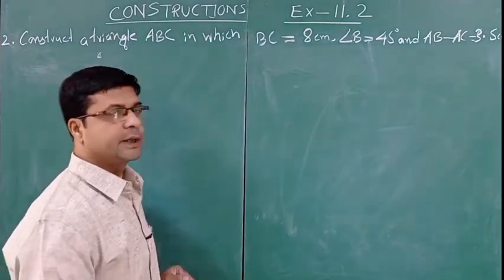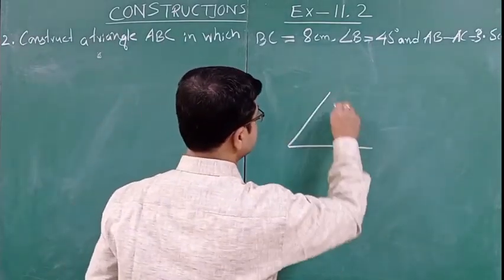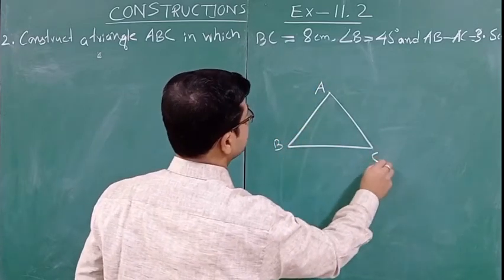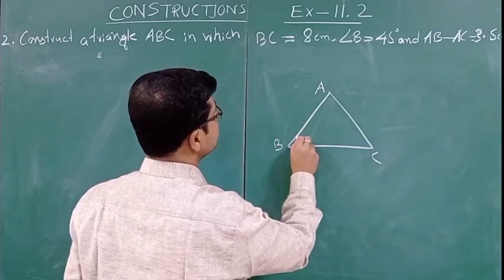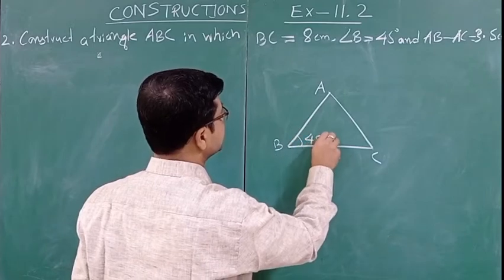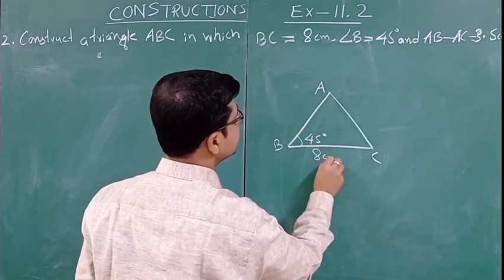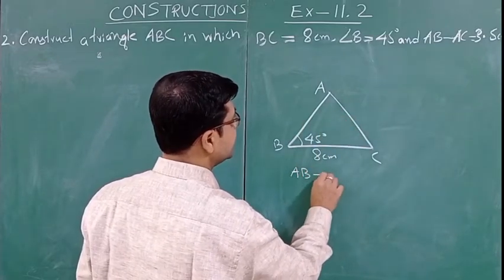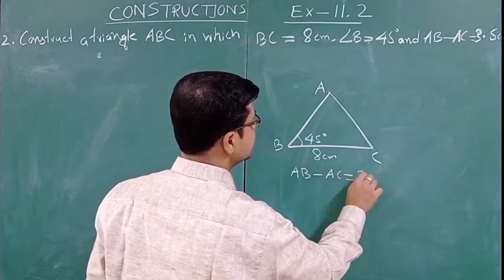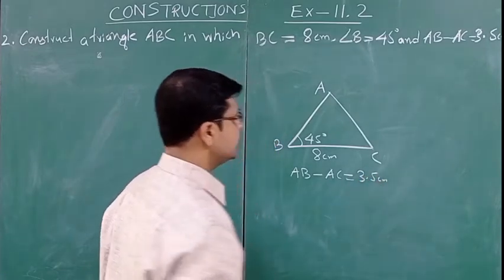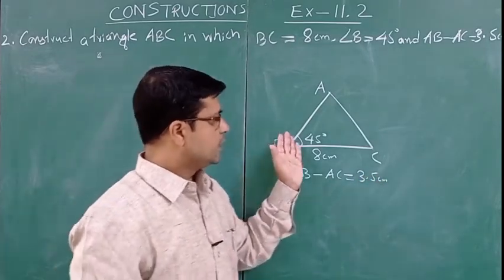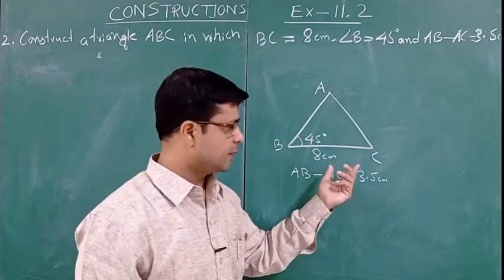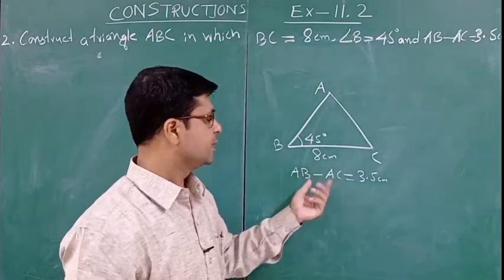At first let us draw the rough diagram of it so that you can get an idea what we are actually going to construct. In triangle ABC, angle B is 45 degree, BC is 8 cm and the difference of AB minus AC is 3.5 cm. Dear students, in the first question we solved, the sum of the two sides was a given measurement, that is 8 cm, 9 cm, whatever.